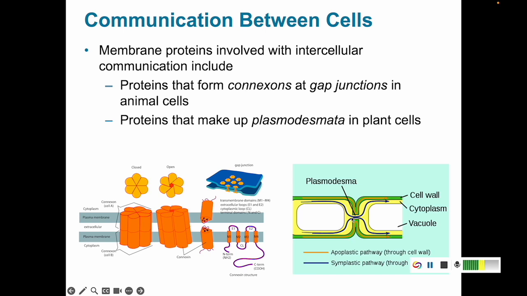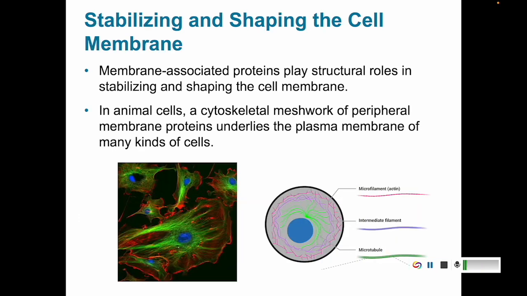And then here is plasmodesmata. In plant cells, we have plasmodesmata that connect the two plant cell walls and cell membranes to each other. This is a protein that allows the molecules within this cell's cytoplasm to be transported to this cell's cytoplasm. So those cells are able to communicate with each other.